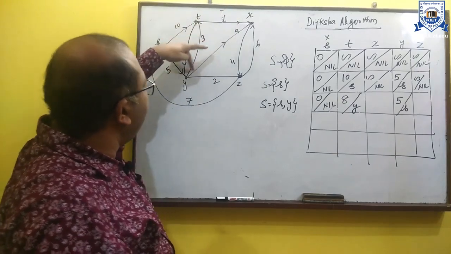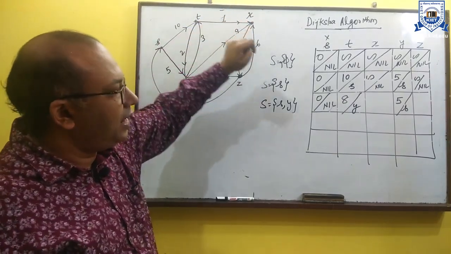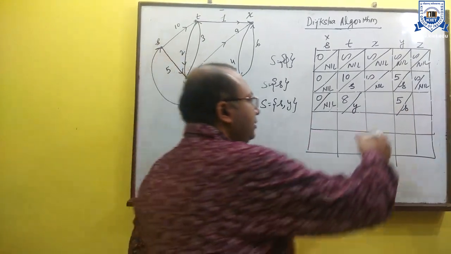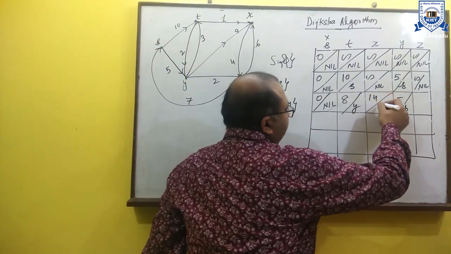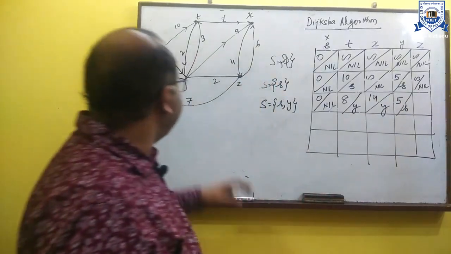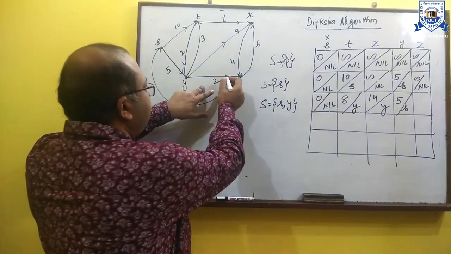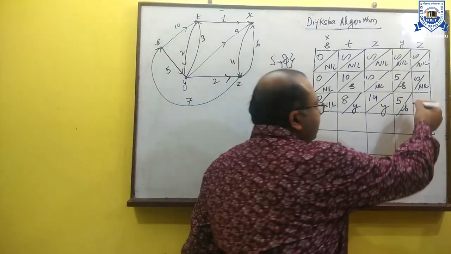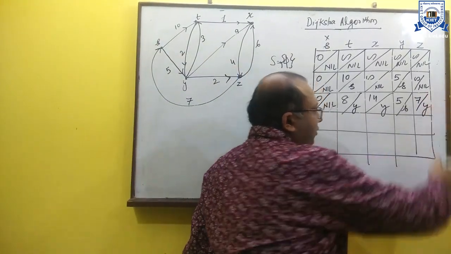YX is also available with the value 9, and Y has the previous value 5. So 5 plus 9 is 14, because of Y. Is YZ available? Yes, YZ is also available. YZ is 2. So 5 plus 2 is 7, because of Y.